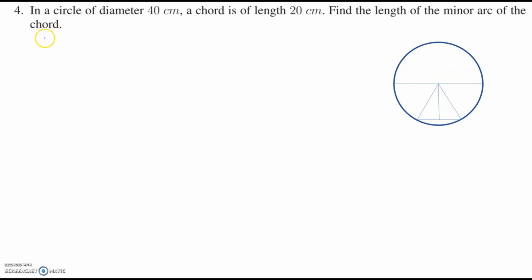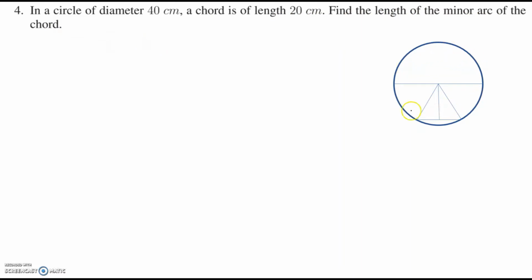In this video, we will do further problems from exercise 3.2. Question number 4. In a circle of diameter 40 cm, a chord is of length 20 cm. Find the length of the minor arc of the chord.